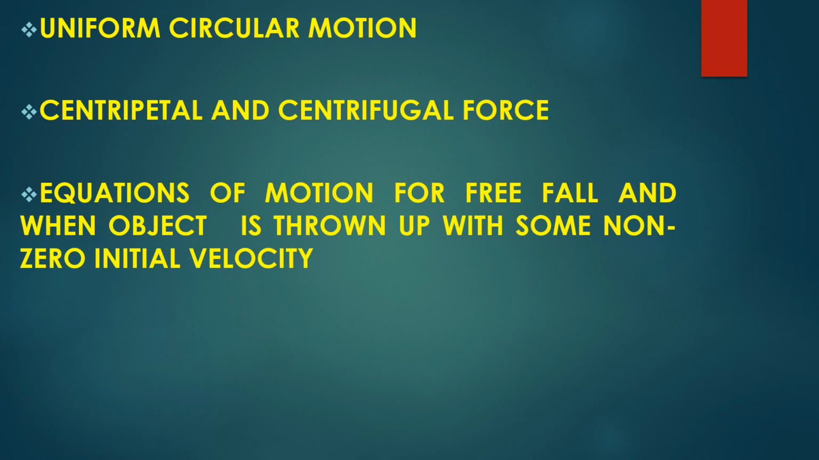Well, hello everyone. Today we will talk about uniform circular motion and what it is due to. Uniform circular motion is the motion of the planets around the sun, the motion of the electrons around the nucleus, and the forces causing it are centripetal and centrifugal force. We will also see how the three equations of motion change for a free fall, that means when the body is falling freely under the action of gravity alone, and when the object is thrown up against the direction of gravity with some non-zero initial velocity.